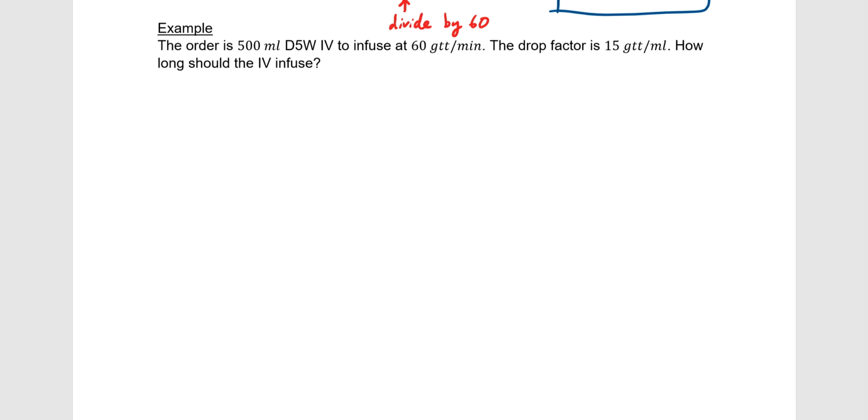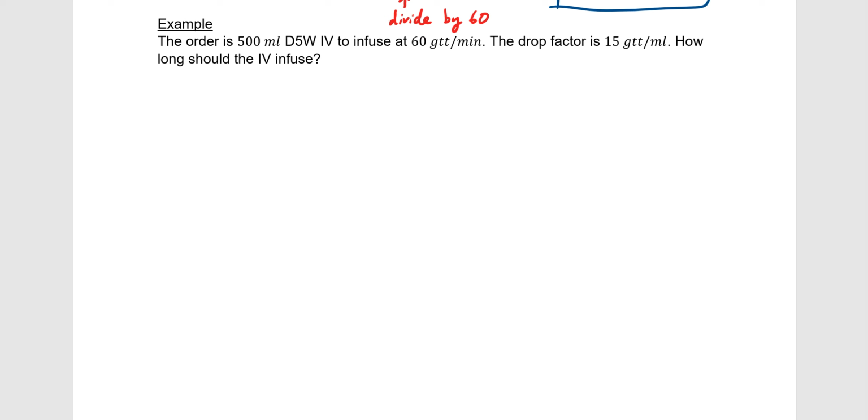Okay, so let's do 2 more here. So we have an order of 500 milliliters, 5% dextrose in water, IV, to infuse at 60 drops per minute. The drop factor is 15 drops per milliliter. We want to know how long should the IV infuse for. So let's set up the formula.